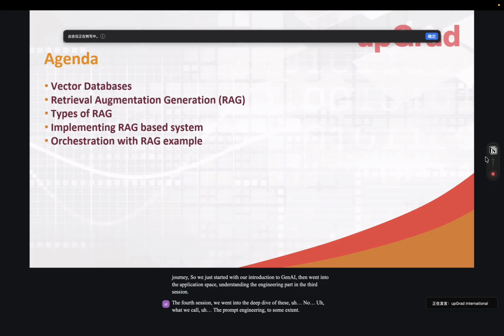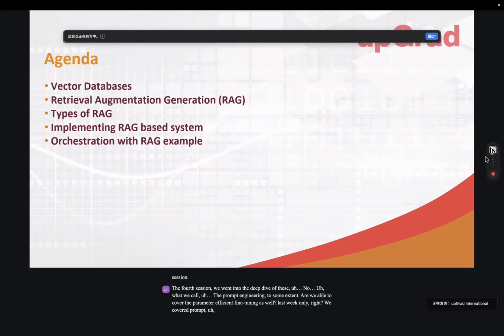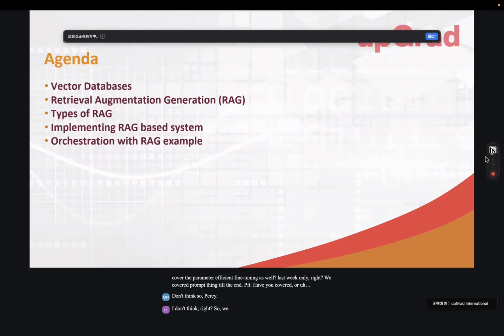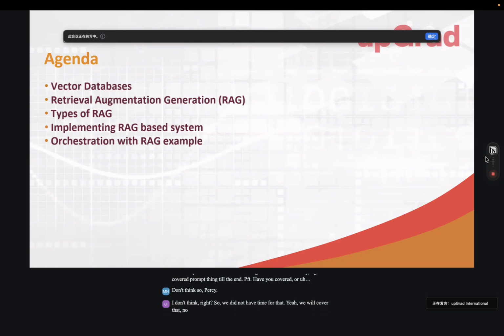Are we able to cover parameter efficient fine tuning as well? Last week, we covered prompt engineering till the end. PFT, have you covered it? I don't think so, right? We did not have time for that. Yeah, we will cover that. No issues on that, right?